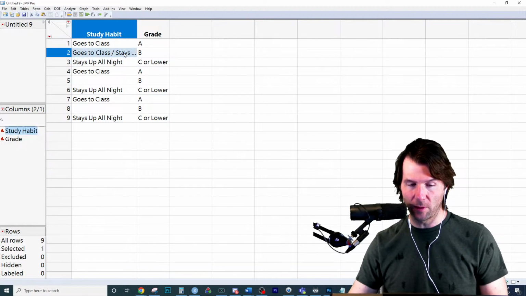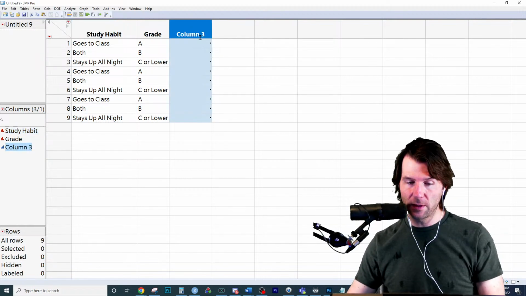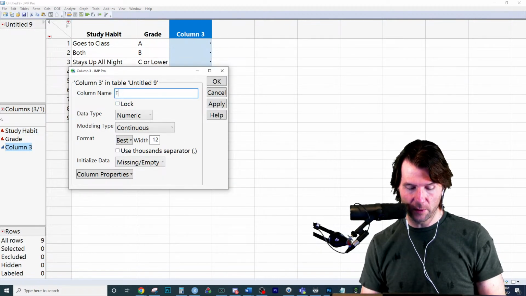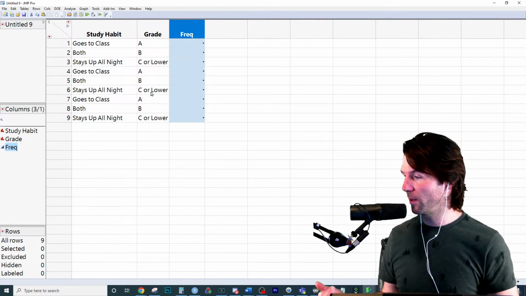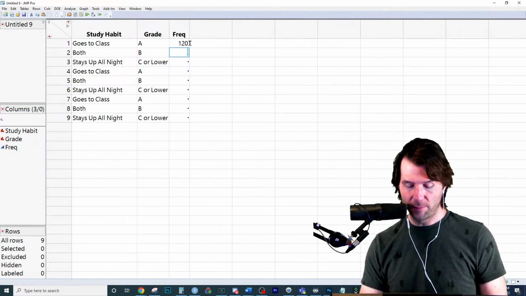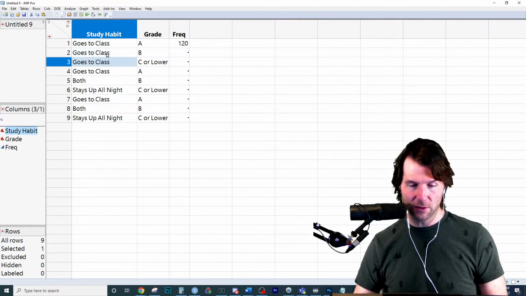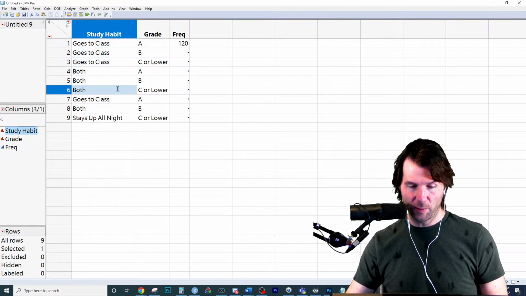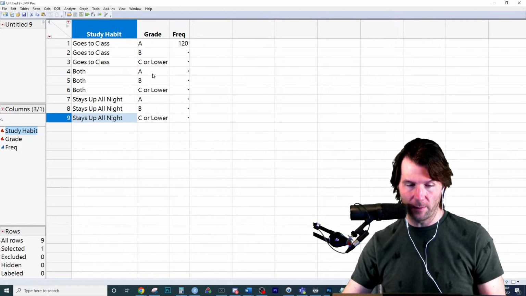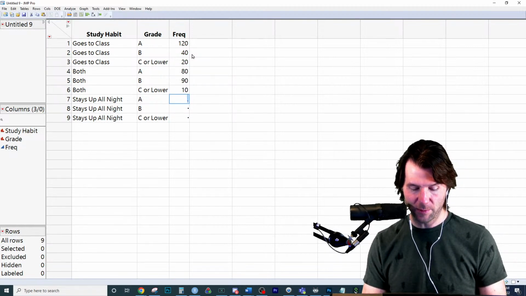Let's say goes to class / stays up all night. So this is the combo people. We'd say both. Now what we're going to look at is the frequency of these observations. You don't need to know how to make this, but we're talking about what this means. So goes to class and makes an A, let's say 120. Both, 80, 90, 10. Stays up all night, 10, 20, 50.